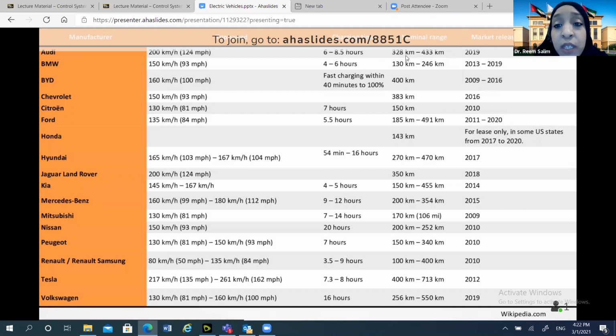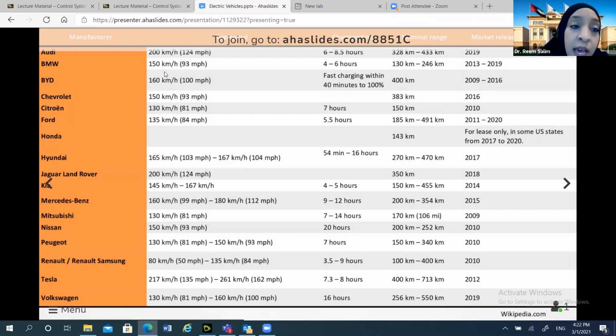the kilometer range that it gives you is between 328 and 433 kilometers. We have different models, and the range of those models goes between 328 and 433. It was first released in the market in 2019, and it is still being produced.